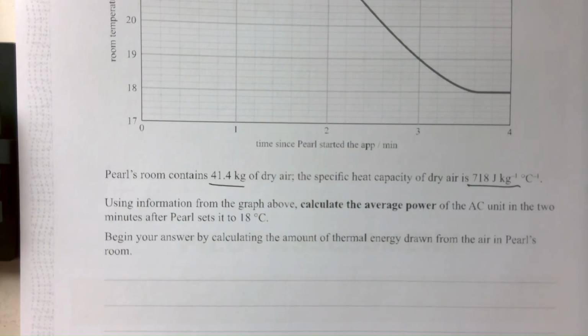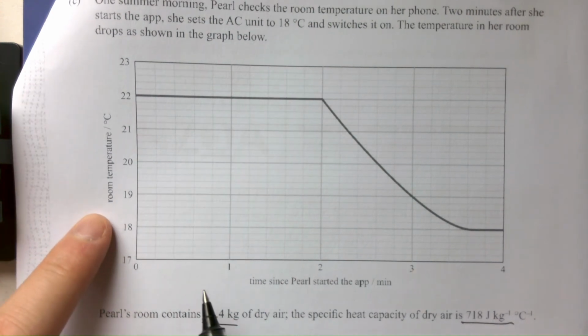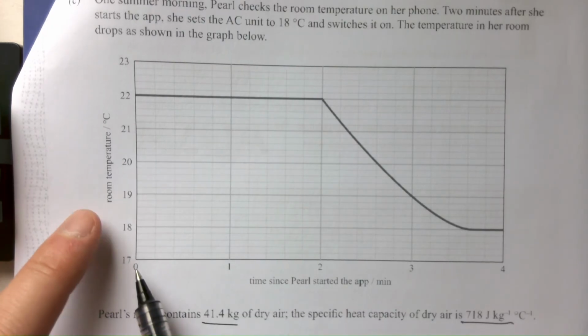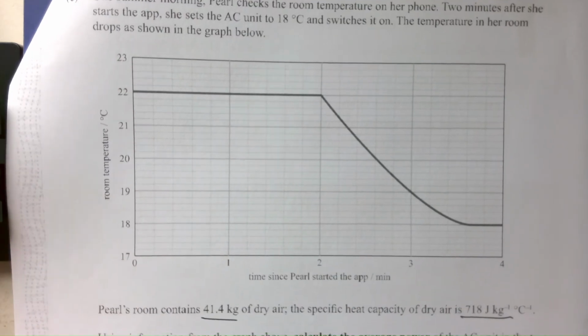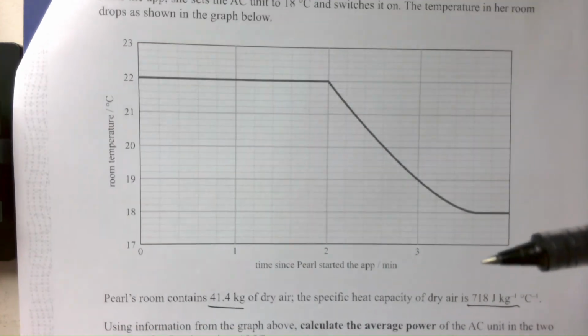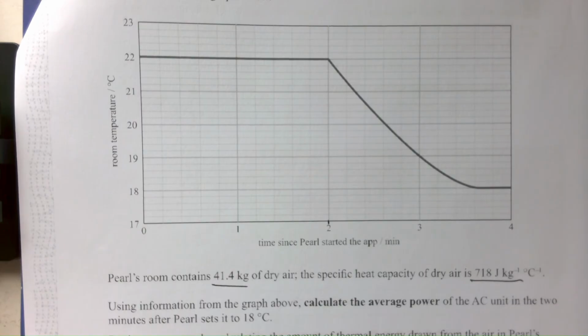Okay, there's a lot going on here. So this graph is showing the temperature of the room and the time since Pearl started the app. And it took her 2 minutes after starting the app to turn the AC on. So once Pearl has set it to 18 degrees, that starts at 2 minutes, and it then finishes at 4 minutes. So we're going to see what the temperature change was at those times.